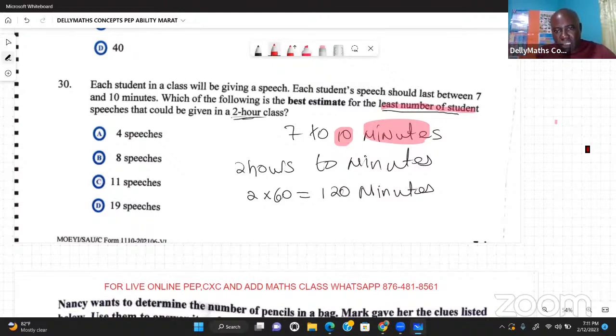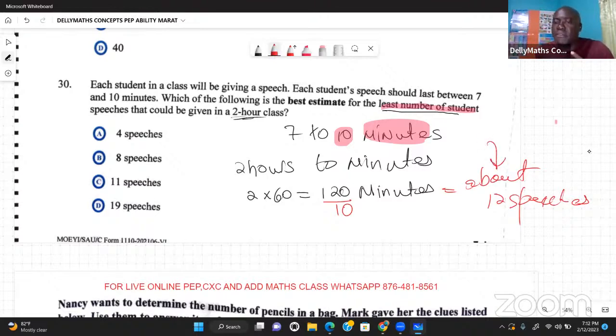So we're saying divide 10 into 120, and it's going to tell us about 12. About 12 speeches, worst case scenario, right? So I'm going to look to see which number is closest to 12. This is too small, that's too small, that's too big. We can settle for about 12 speeches based on how the question is set. They want to understand if you are understanding approximation, picking the numbers in the closest range.